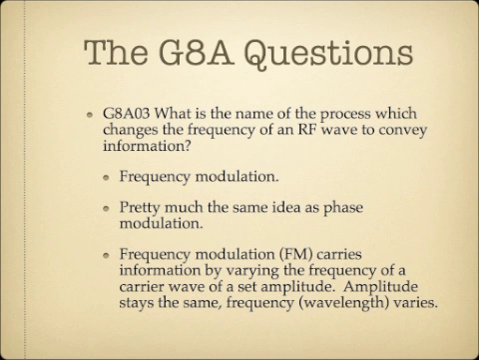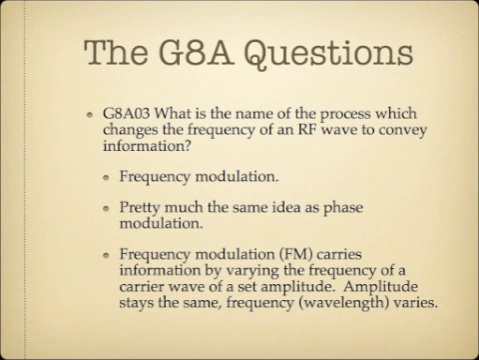What is the name of the process which changes the frequency of an RF wave to convey information? And this is called frequency modulation. So it's pretty much the same idea as phase modulation. Like we said, really the only difference is that with frequency modulation, the carrier wave is modulated by a modulating signal, and it's just the amplitude of that modulating signal which varies the frequency of the carrier wave.